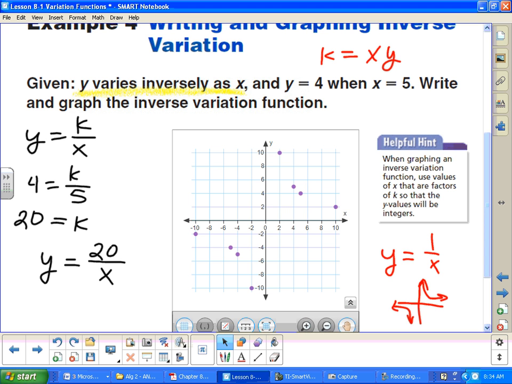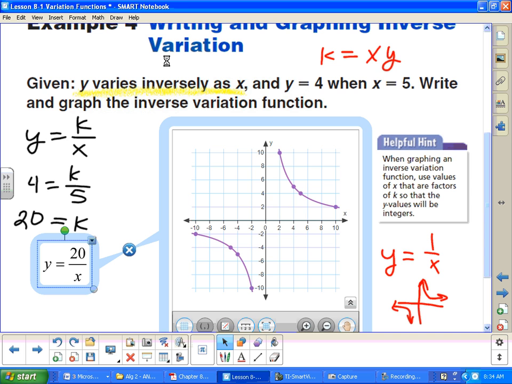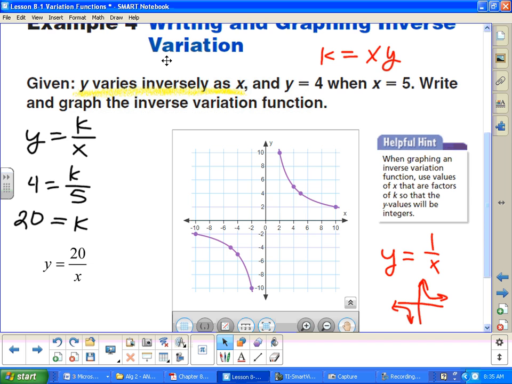Is this graph ever going to cross the x-axis or the y-axis? No. So when I draw my graph, it looks like this. You love how I make perfect graphs like that. I should get paid extra for having those perfect graphs, shouldn't I?